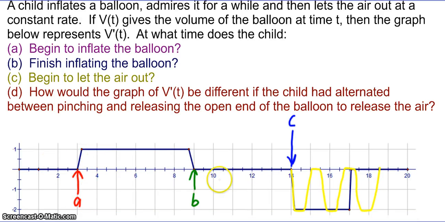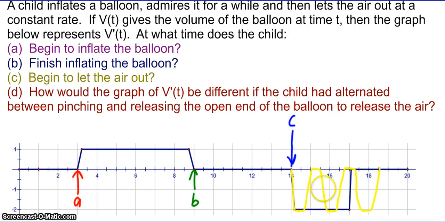Okay, so remember this function that's drawn here is the rate of change of the volume, so the volume starts to increase at this point. So that's going to be when they begin to inflate the balloon, and then it stops increasing here. The rate stops changing at this point, so that's B, where we finish inflating the balloon, nothing is happening, and then here is where we begin to let air out, and then this is going to be the point where air is done being let out.